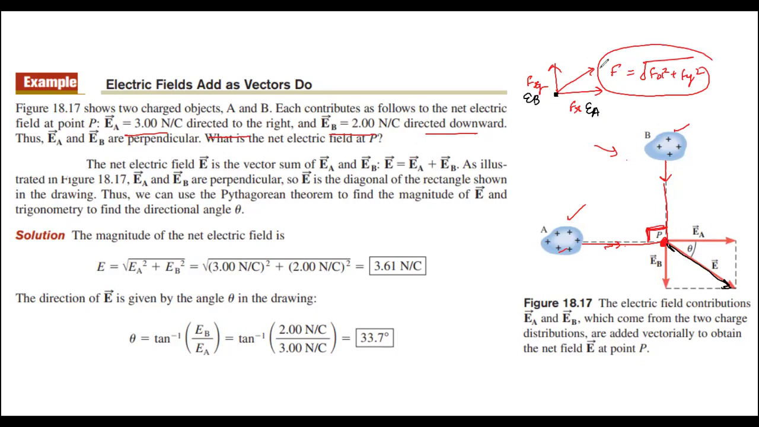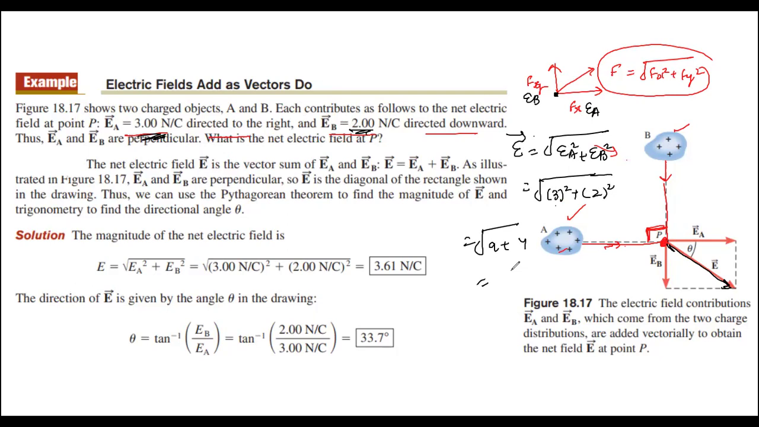So this diagram I've drawn over here. Whatever we will do, we will simply replace F with E, and that's simple. So it's the square root of EA squared plus EB squared. I know EA, it is 3, so let's put 3 over here. Do you know EB? Yes, it's given, 2 squared, very simple. So I have 3 squared, which is 9, 2 squared is 4. So 9 plus 4, that is square root of 13.